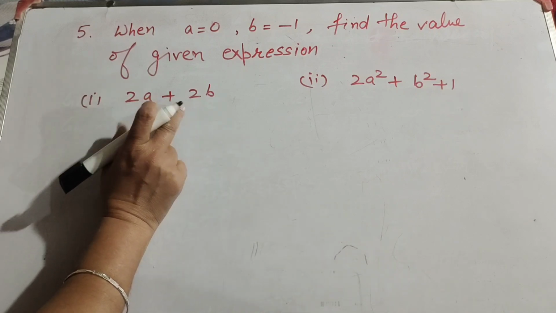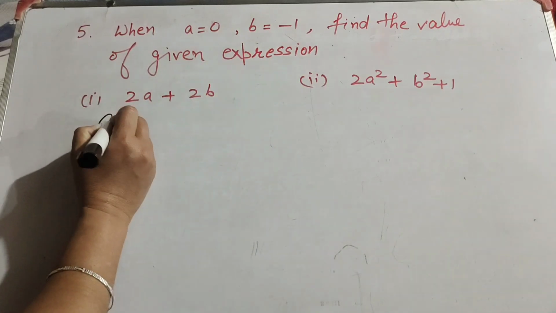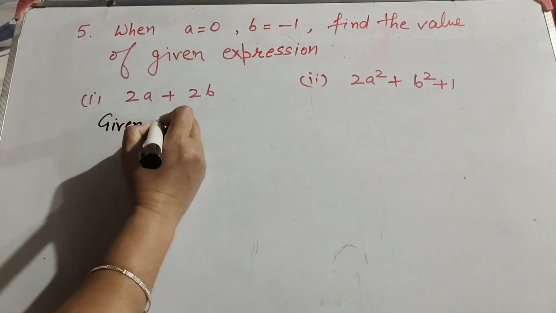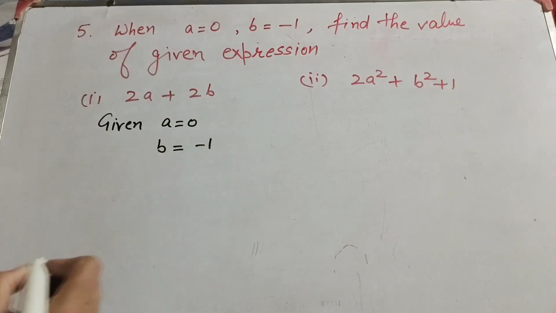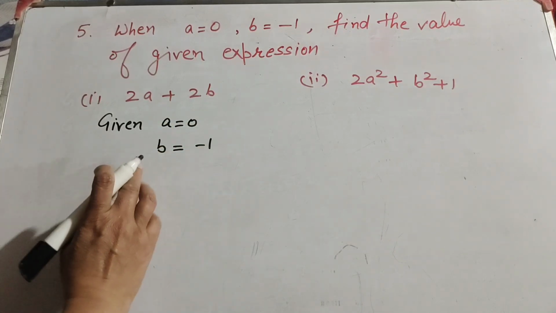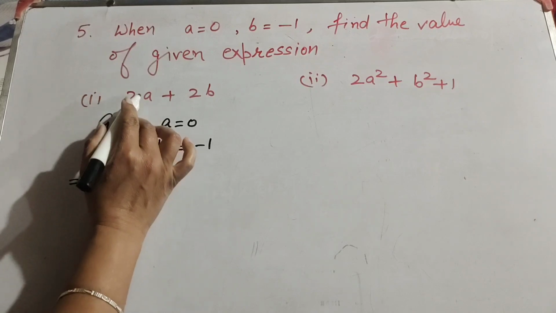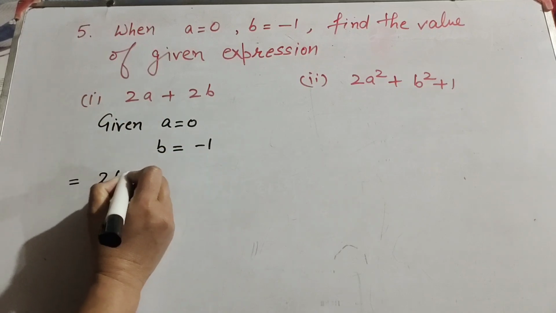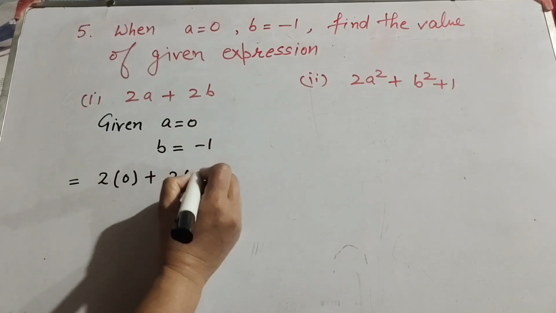Given is a equal to 0 and b equal to -1. Now we put the value of a and b in the given expression. So it is equal to 2a. A equal to 0, so 2 into 0 plus 2b, 2 into b. B is -1.